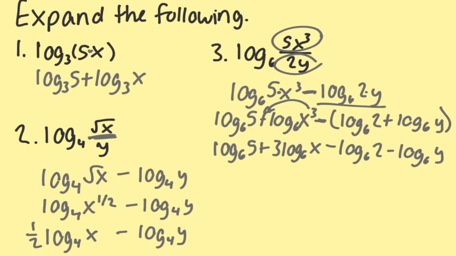There is a shortcut where we could have jumped all the way to the end. If you look at every part that's in the numerator, that's going to give you a positive log, and everything that's in the denominator will give you a negative log. So the 5 and the x cubed are in the numerator, so those both gave us positive logs, and the 2 and the y are in the denominator, so that gives us negative logs.